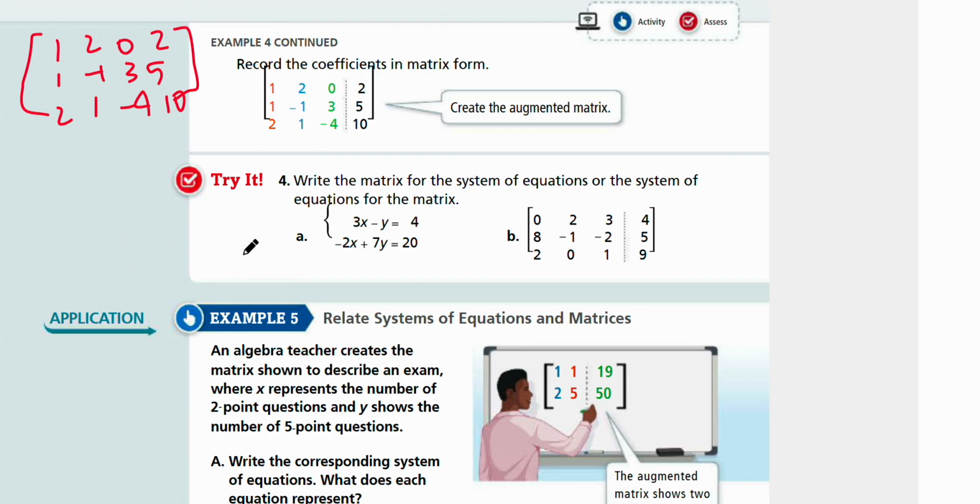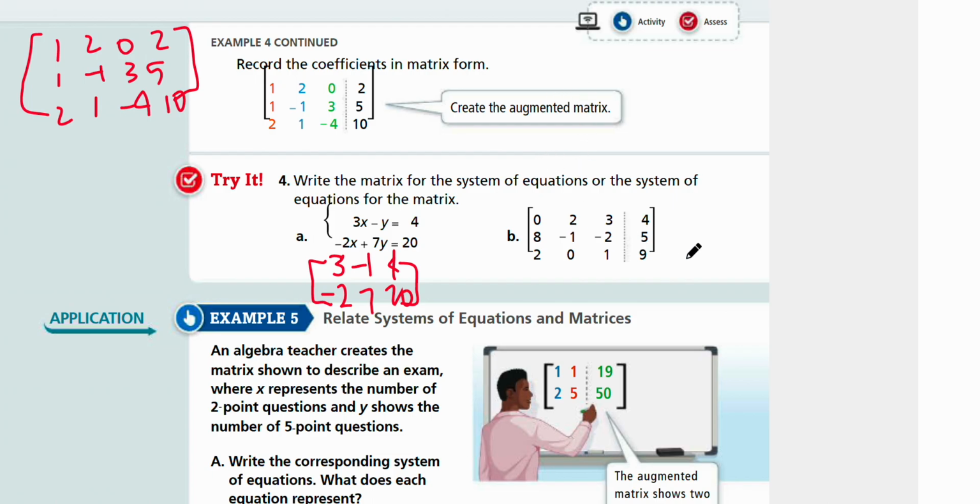For A, you want to make sure that they are all aligned in columns. They're already in standard form, right? So you just have to convert that into a matrix by looking at the coefficients. You have 3, negative 1, and 4. You have negative 2, 7, and 20, and that's it. You just need to rewrite that into matrix form.